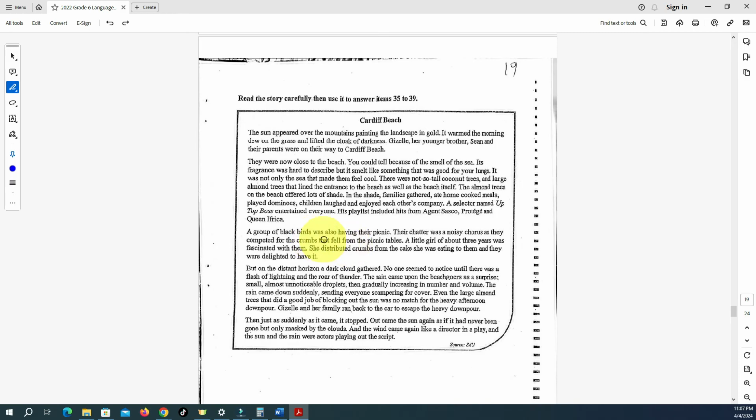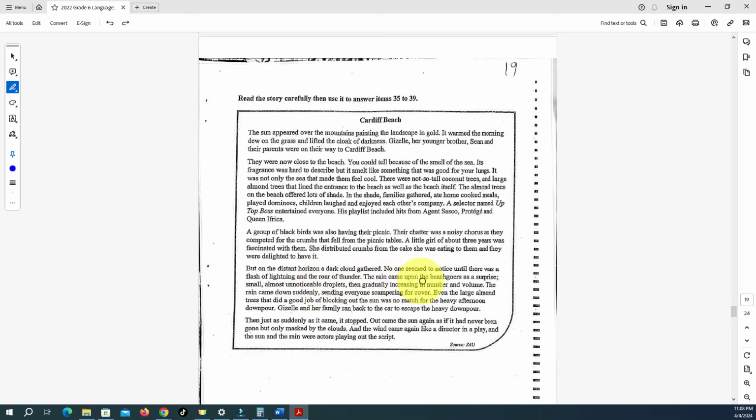A group of blackbirds was also having their picnic. Their chatter was a noisy chorus as they competed for the crumbs that fell from the picnic tables. A little girl of about 3 years was fascinated with them. She distributed crumbs from the cake she was eating to them, and they were delighted to have it. But on the distant horizon, a dark cloud gathered. No one seemed to notice until there was a flash of lightning and a roar of thunder.